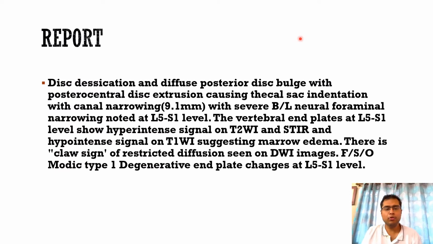So this is the report that was given by me: there was disc desiccation with diffuse posterior disc bulge with posterocentral disc extrusion causing thecal sac indentation and canal narrowing along with bilateral neural foraminal narrowing at L5S1 level. The vertebral end plates at L5S1 level showed hyperintense signal on T2 and STIR and hypointense signal on T1, suggesting marrow edema, and there was diffusion claw sign on DWI images. And the features were suggestive of type 1 Modic changes of L5S1 level.